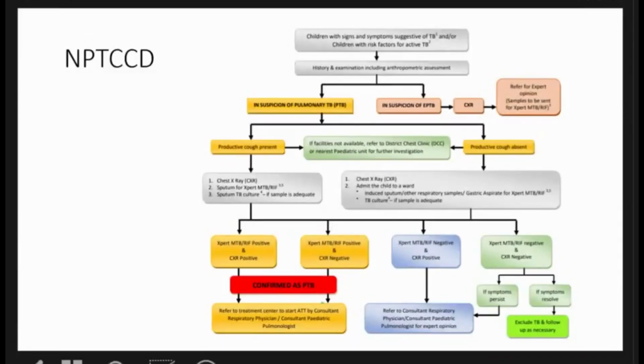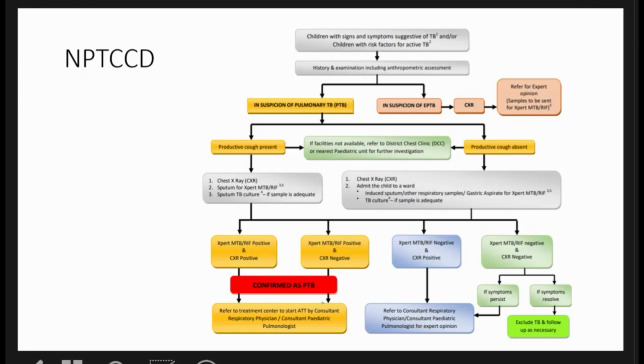And if the child cannot produce sputum, then we have to admit the child and do the chest X-ray, and we should go for other respiratory sampling, that is induced sputum, or sometimes we have to go for gastric aspiration, or sometimes we have to do bronchoscopy sampling, tracheal aspiration, or that sort of thing. And these samples are also processed the same way.